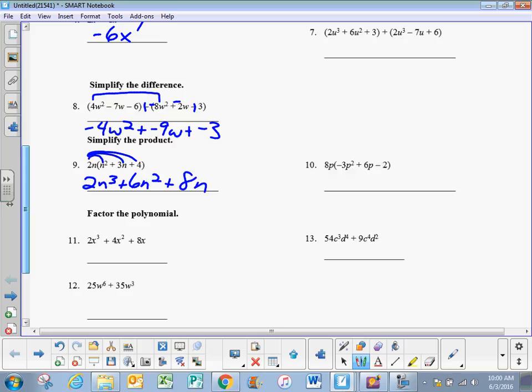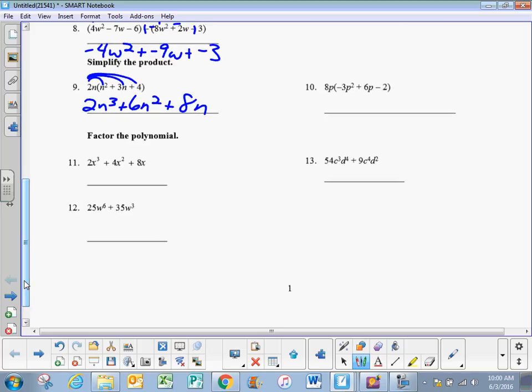On 11, we are going to factor the polynomial, which means divide out the greatest common factor, in this case, which would be 2x. And I'm left with x squared plus 2x plus 4. Can I factor this more? No, because my middle term would be 4 if it's 2 and 2, or it would be 5 if it's 1 and 4. So I can't break it down anymore.